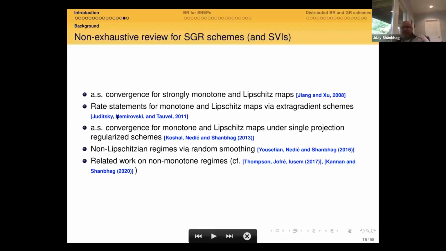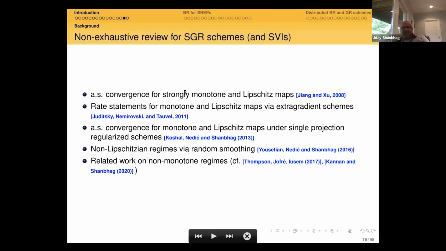Anatoly Juditsky, Arkadi Nemirovski, and Claire Tauvel pursued a different avenue for looking at monotone maps. They used an extra gradient scheme and an averaging-based framework to derive rate statements. So rate statements weren't available before this, and they were able to get optimal rates of 1 upon square root k for the gap function for stochastic variational inequality problems.